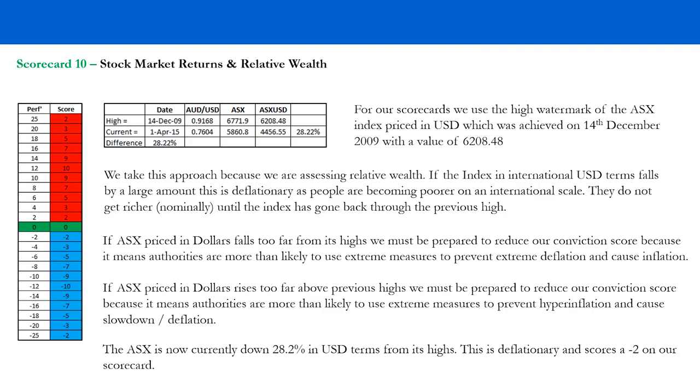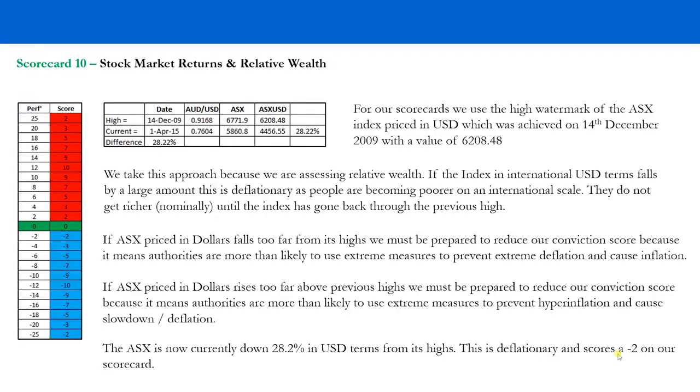So where is the ASX right now? The ASX is currently down 28.2% in US dollar terms from its highs, from the highs of 14th of December 09. And that is basically very deflationary on our scorecard scale, but gives us a lower conviction number. So it gives us a -2 on our scorecard.